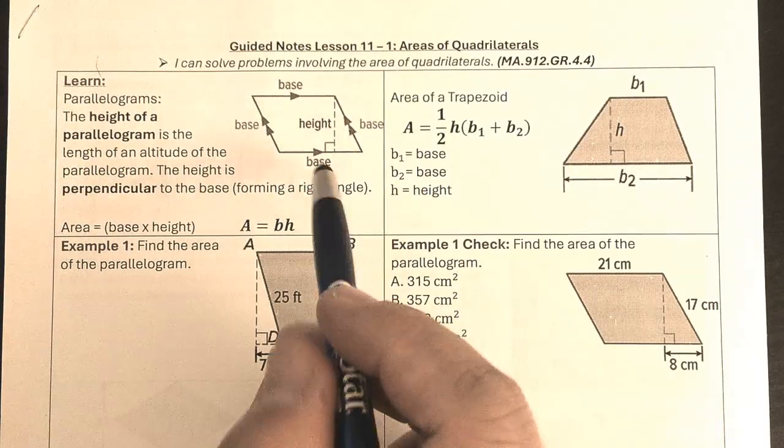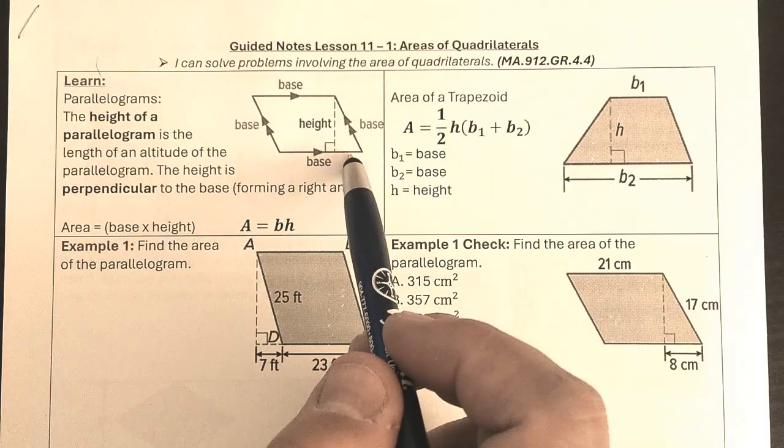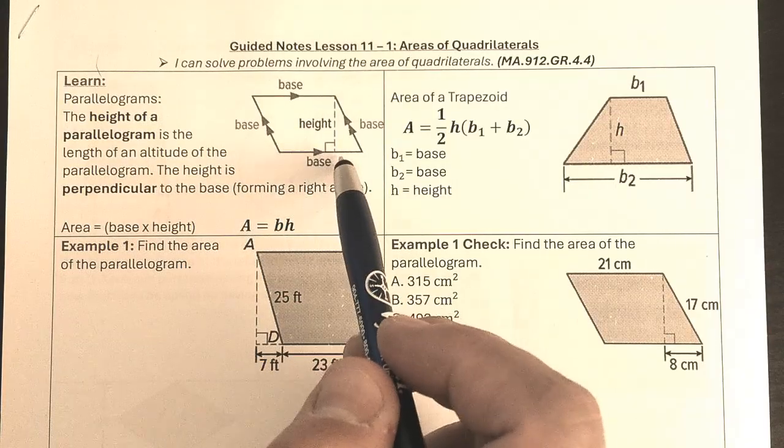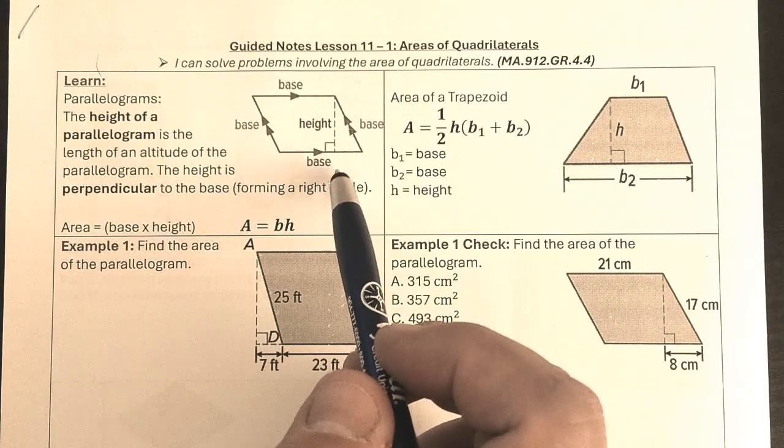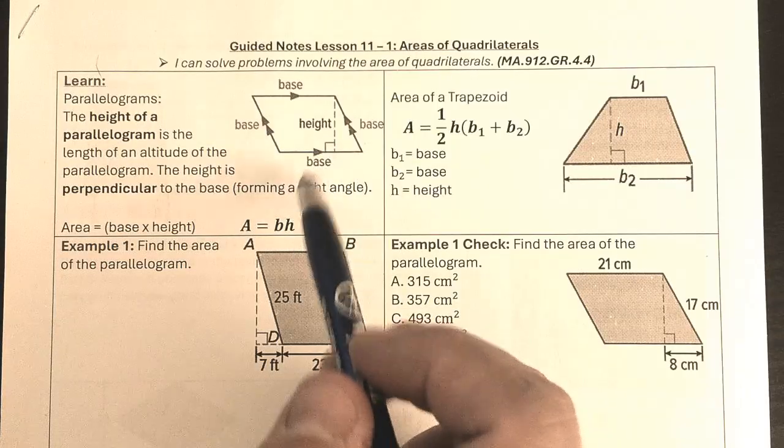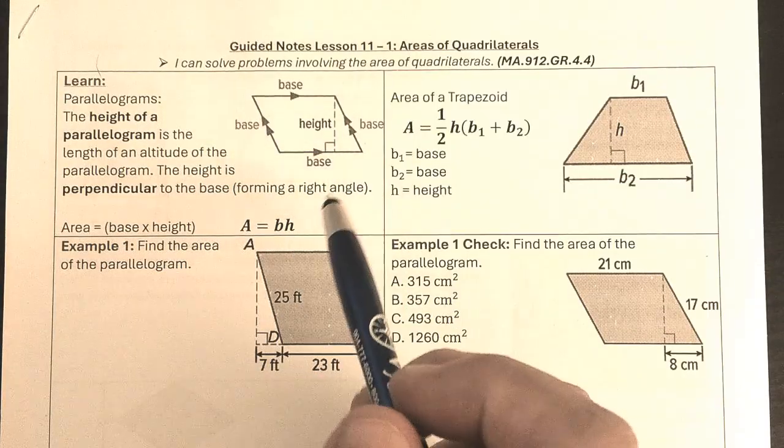You're going to have the problem where it's going to give you the base, and you're going to have to find the height, and you're going to use the Pythagorean theorem to find that missing side because this makes a right triangle.